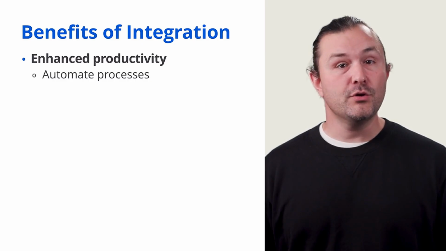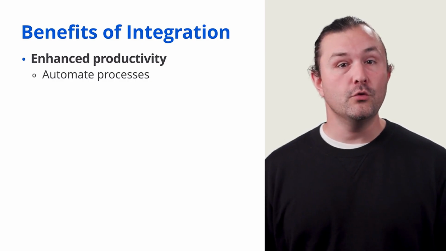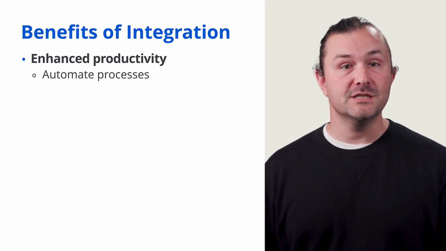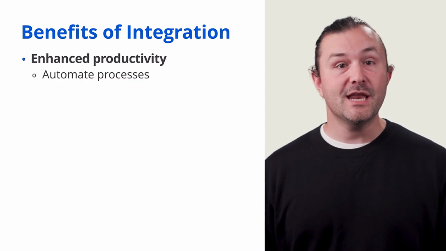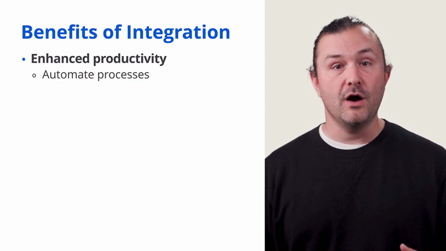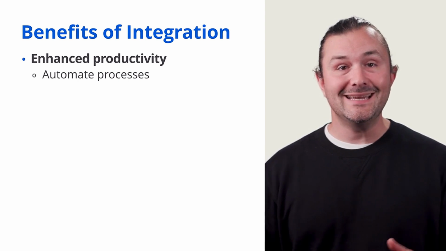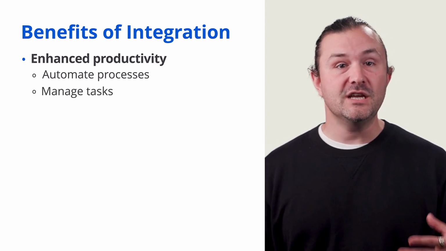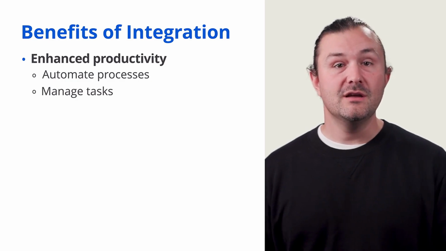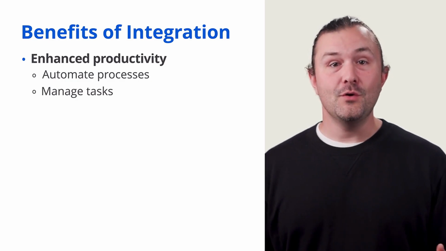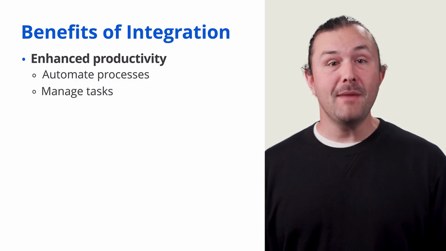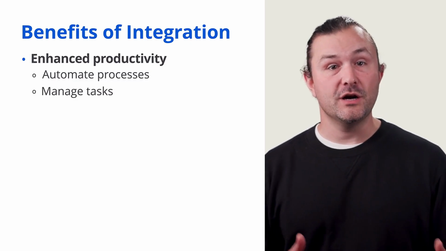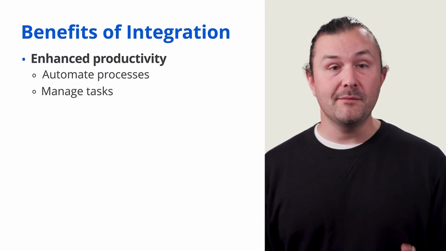It can automate certain processes. For example, when you commit code for a new API feature to a version control system like GitHub, an integration can automatically trigger the start of automated tests in a continuous integration tool. Integrations also help manage individual tasks without human intervention. For instance, when you commit code for the new API feature, the integration automatically updates the task status in your project management tool, saving you time and effort.